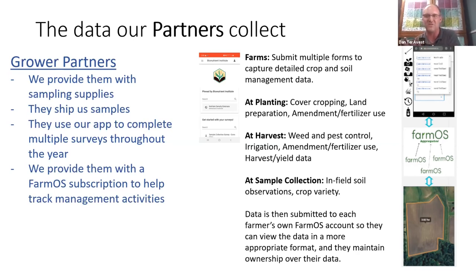So the primary piece of value is they get a report of everything that we analyze in the lab. But the other piece is, we provide all of these partners with a FarmOS subscription. FarmOS is an open source farm management software that allows farmers to view data in a way that's a lot more appropriate for them. I don't want to look at a spreadsheet about what I did. I want to be able to pick a field on a map and get a chronological order of events. So all of that data that they submit at planting and at harvest, they submit to our platform so that we can ingest it into our database. We push it into their FarmOS account so they can see their data in the way that makes the most sense for them.